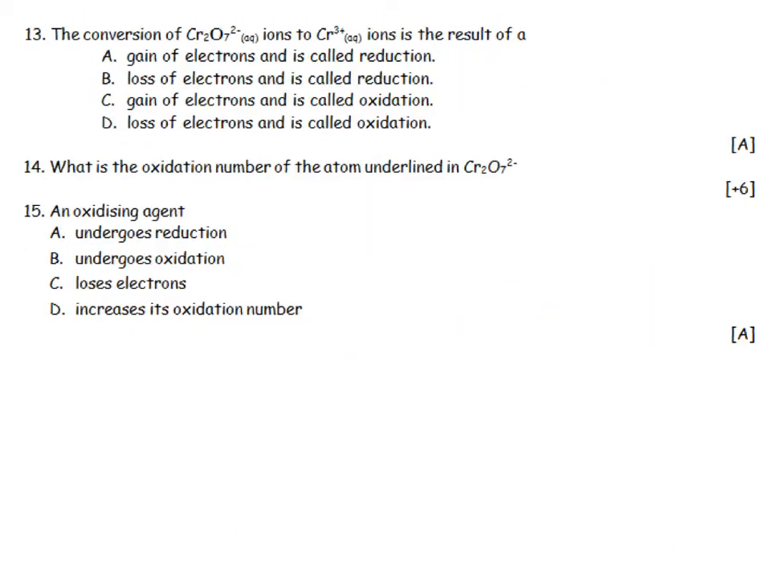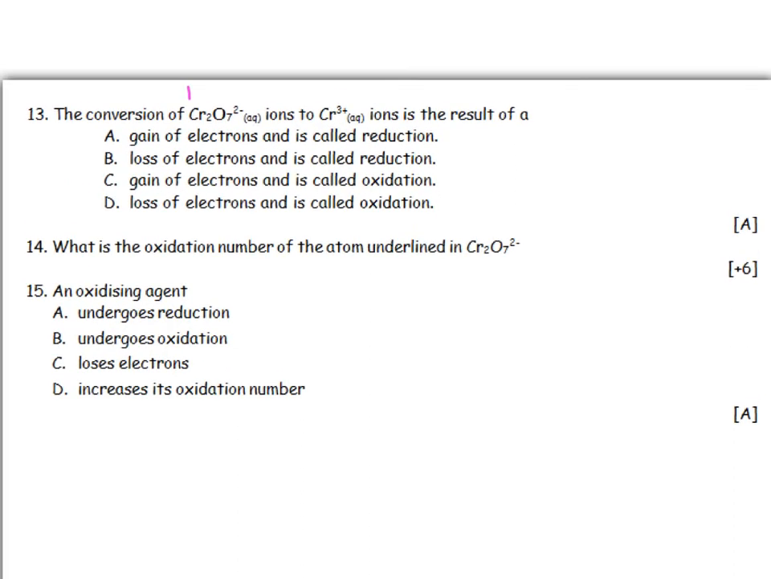The conversion of the dichromate to the chromium 3+ ion, let's see what happens here. Let's first just get a bit of space here. We've got -2, and it's times 7, so it's -14. I need that all to add up to -2, so it's going to be +12, which means that this is +6. The chromium goes from +6 to +3. That means that it was reduced. So it's going to be one of these reductions, and we know that reduction is the gaining of electrons.